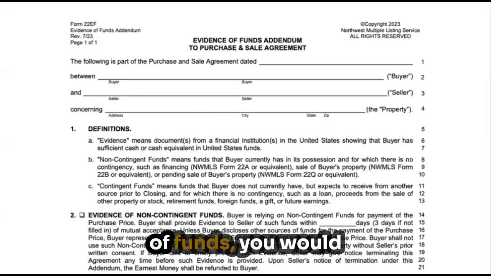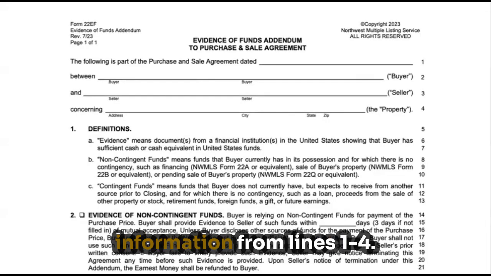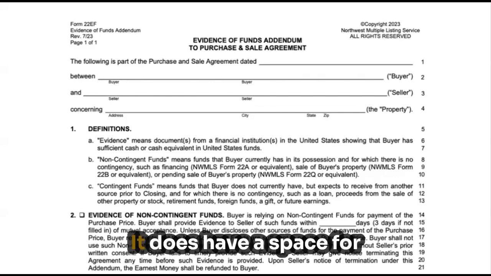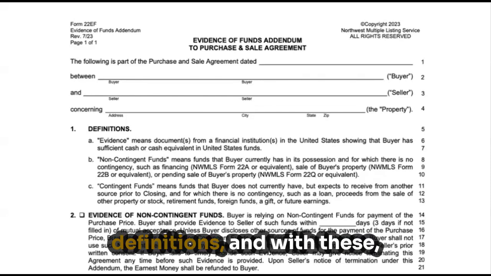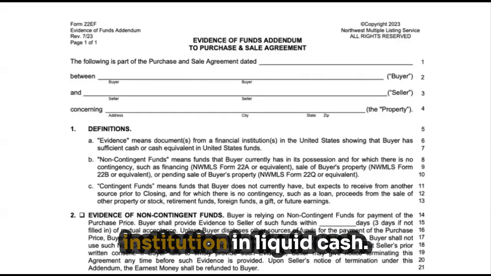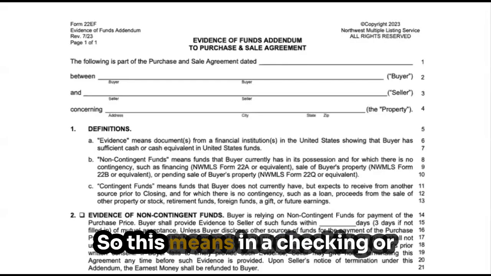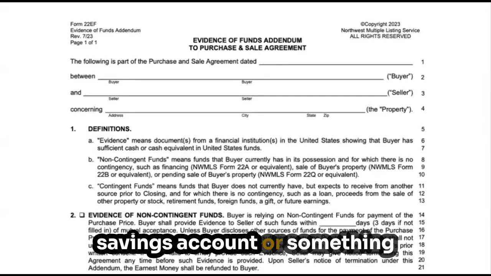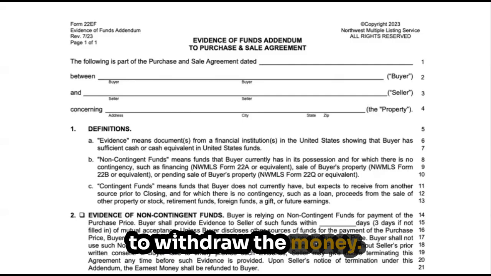The evidence of funds, you would fill out the transaction information from lines 1 through 4. It does have a space for definitions. And with these, the evidence of funds needs to be in a U.S. banking institution in liquid cash. So this means in a checking or savings account or something that is readily available to withdraw the money.